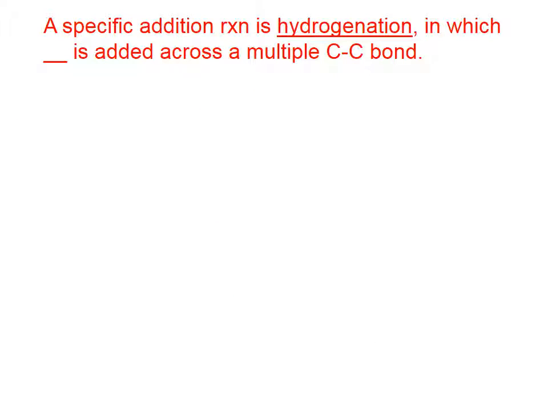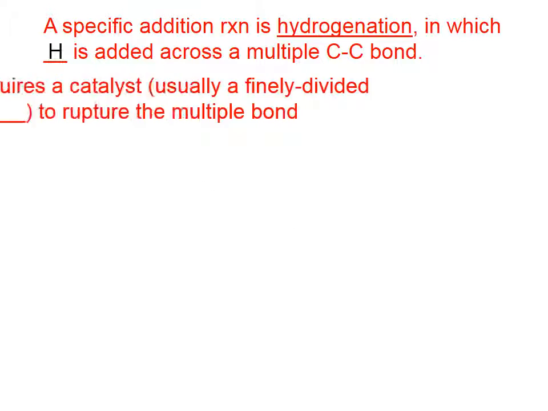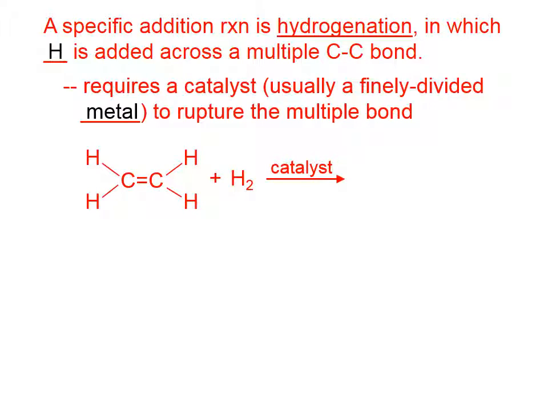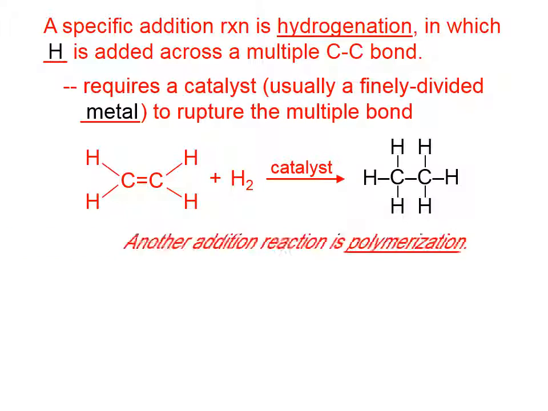A specific addition reaction is hydrogenation, in which hydrogen is added across a multiple carbon-carbon bond. Usually hydrogenation requires a catalyst in the form of a finely divided metal that helps rupture that multiple bond so that we can insert the hydrogen atoms. Here's a hydrogenation reaction. We're going to break the pi bond that's between these two carbons. The sigma bond is going to remain intact, and we're going to go from ethene to ethane.